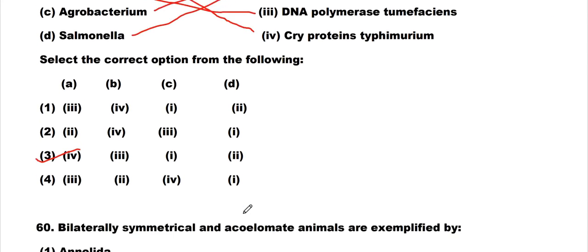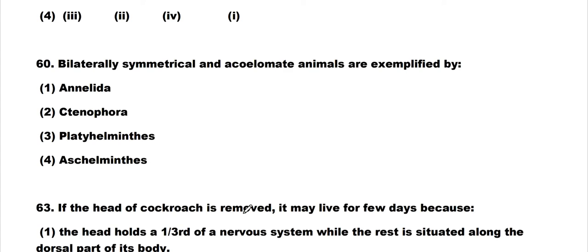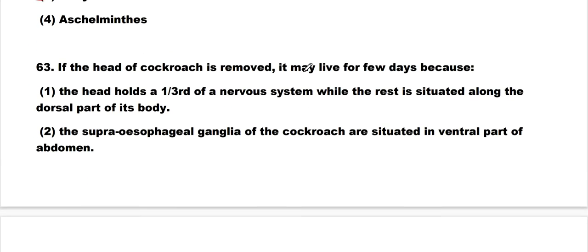Okay. Next question. Bilateral symmetry and acoelomate animals. First bilateral symmetrical animals are first triploblastic animals. First triploblastic animals are Platyhelminthes, where in Platyhelminthes there is no coelom, they are acoelomate animals. Next, question 63. This question is from cockroach.